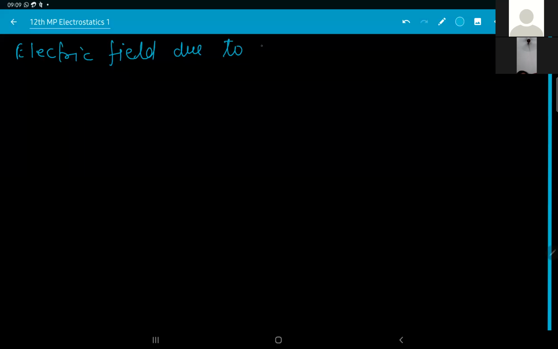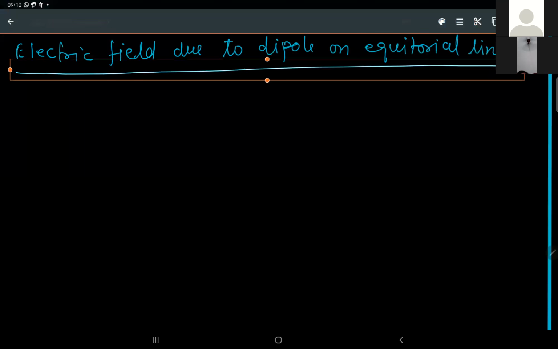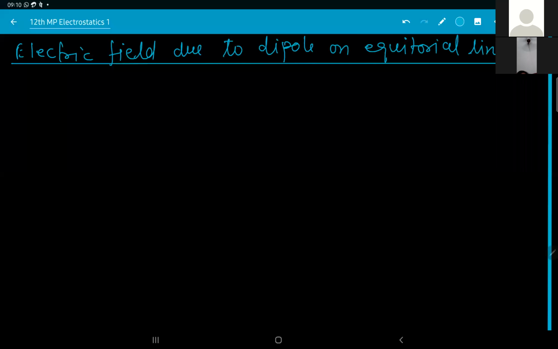Now, electric field due to dipole on equatorial line. Okay, so first you must see what is equatorial line. Actually, equatorial line is the line which is perpendicular to the effective length of dipole and passing through the midpoint of dipole. See, suppose this is the dipole.